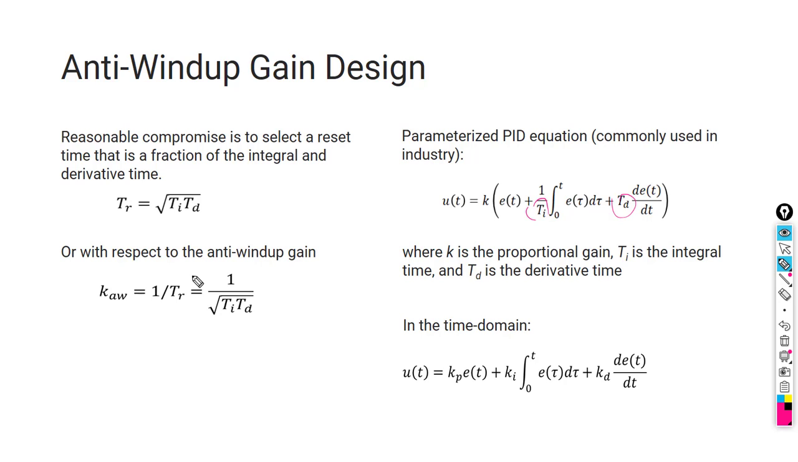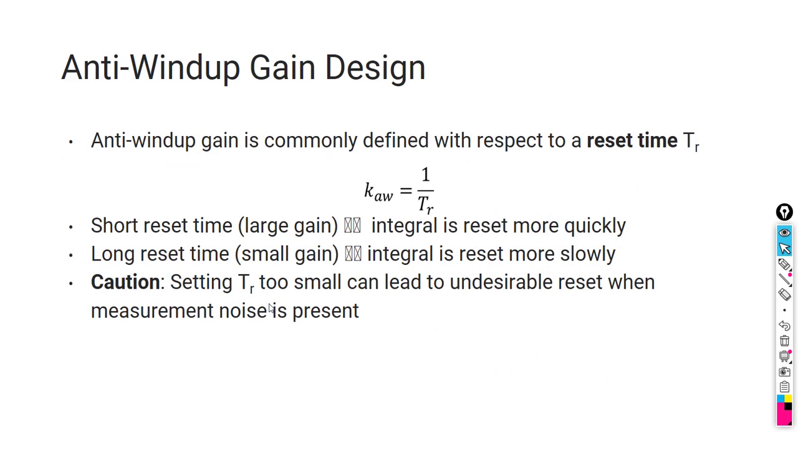So why are we doing this? In the previous slide, that's the rule. But why are you doing this? Just to understand, here is a little bit of explanation. Anti-windup gain is commonly defined with respect to a reset time, like 1 over TR. And TR, we define it as the square root of TI times TD in the next slide, the integral time and the derivative time.